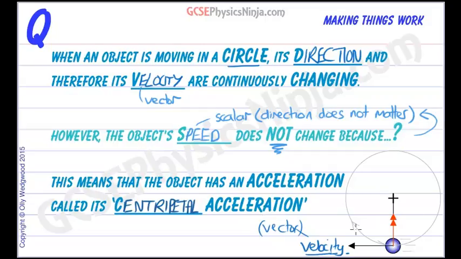So just to summarize, the object moving in a circle is changing direction all the time. That must mean that its velocity is changing, because velocity is a vector, and vectors depend on the direction as well as the size of the quantity. If the velocity is changing, that must mean that the object is accelerating. And therefore, for an object moving in a circle, it must be continuously accelerating. And we call that the centripetal acceleration.